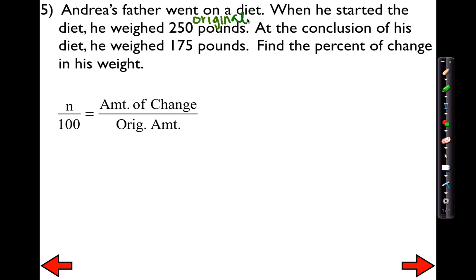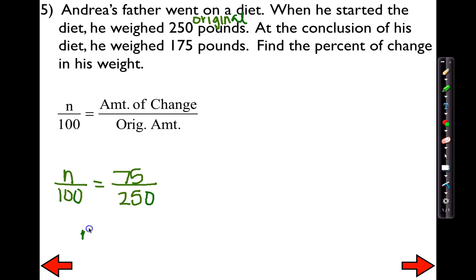We can look at the proportion. And so here, let's try solving it this way. Using the proportion, we're going to use n over 100. So what's the amount of change? What was the change in his weight? It went from 250 to 175. So the difference was, let's see, 75 pounds. But what did he originally weigh? He originally weighed 250 pounds.